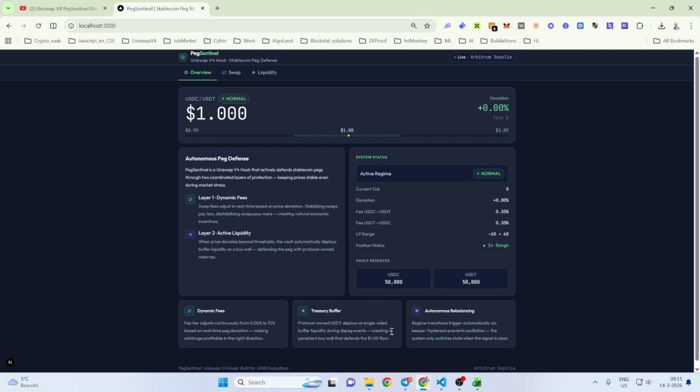The second layer is vault-back liquidity intervention. If dynamic fees are not sufficient to maintain the peg, the protocol deploys reserves from its fee vault to inject liquidity exactly where it is needed, directly defending the target price.